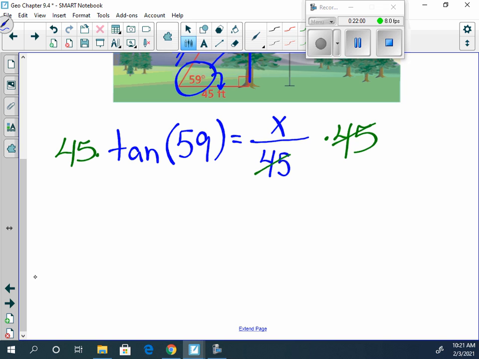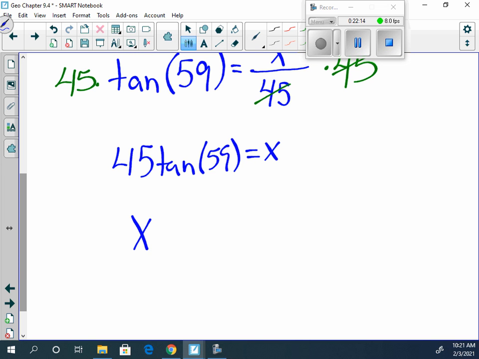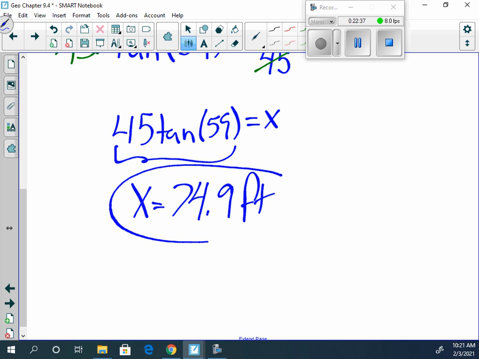Right, then we solve for it by multiplying 45 by both sides, and we get 45 tangent of 59 degrees is equal to x. Well, is the variable by itself? Oh yeah, everything else is on the other side. So that means we can plug this into the calculator. We can do 45 tangent of 59 degrees. That would be, if we go to the nearest tenth of a foot, 74.9 feet.